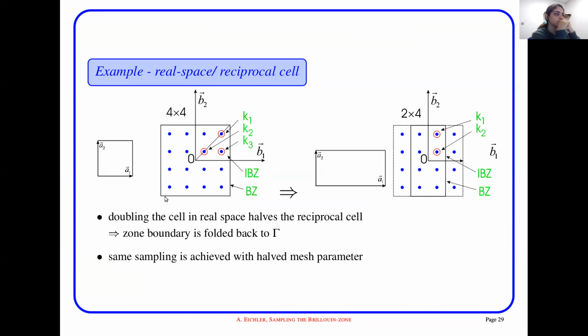So it's telling you that, for instance, if you double the cell in real space, then the reciprocal space gets halved. That is just because reciprocal space and real space are reciprocal, so basically one over the other. That's the reason why the larger your system is, the smaller your sample of k-points.